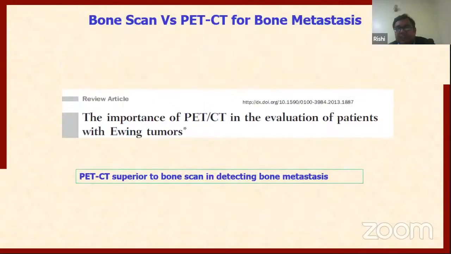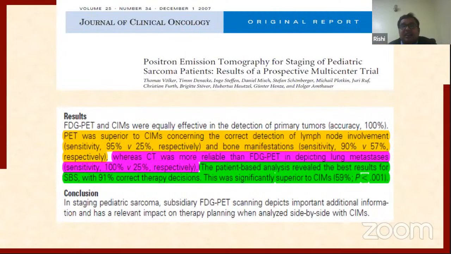So when you compare PET scan versus bone scan for bone metastasis, bone scan is as sensitive as PET CT for detecting bone mets in osteosarcoma. However, in metastasis with Ewing sarcoma, PET CT is sometimes superior in detecting bone metastasis. Another thing is PET CT is less sensitive in detecting smaller lung mets, sub-centimeter lung mets, as compared to CT scan of the chest.